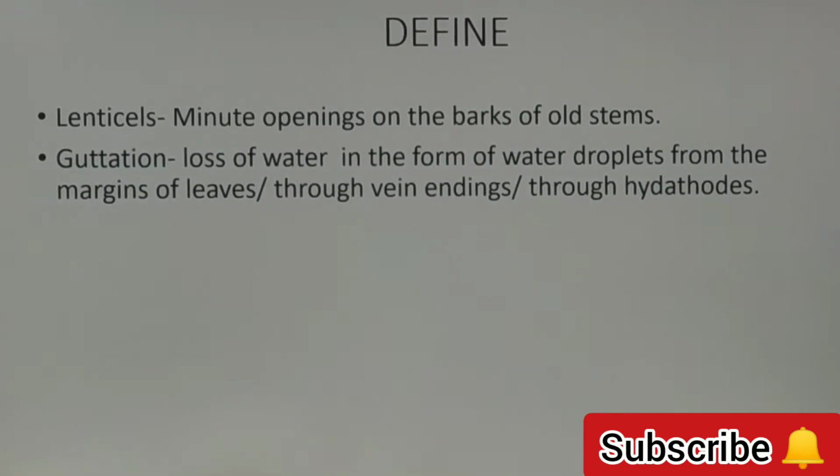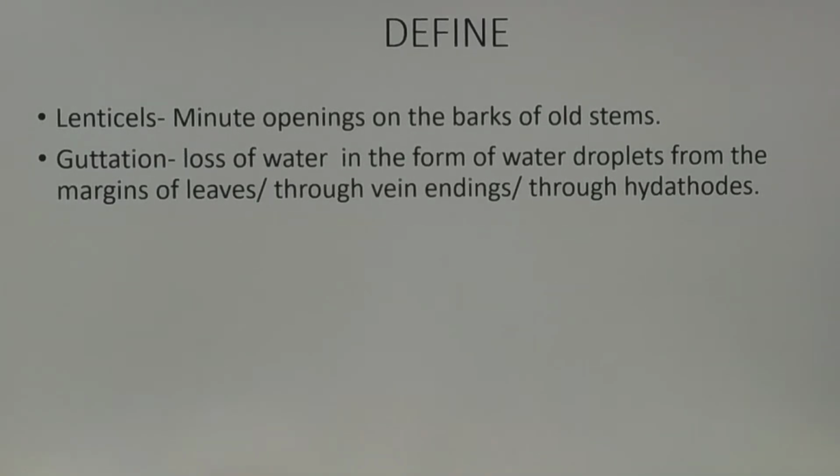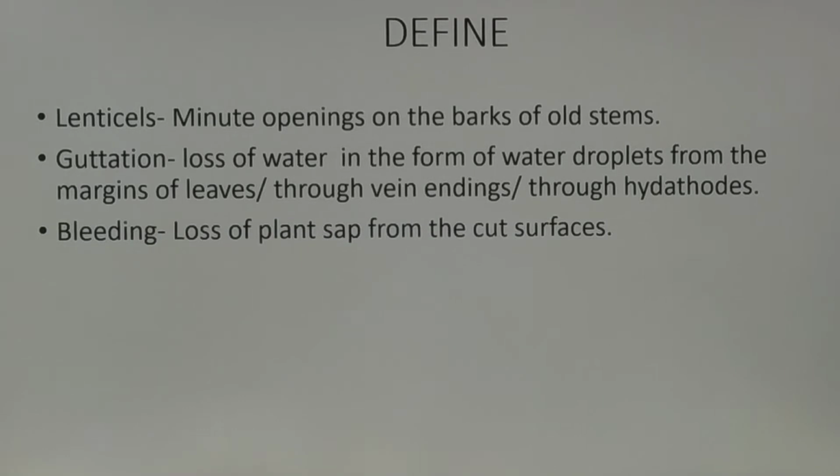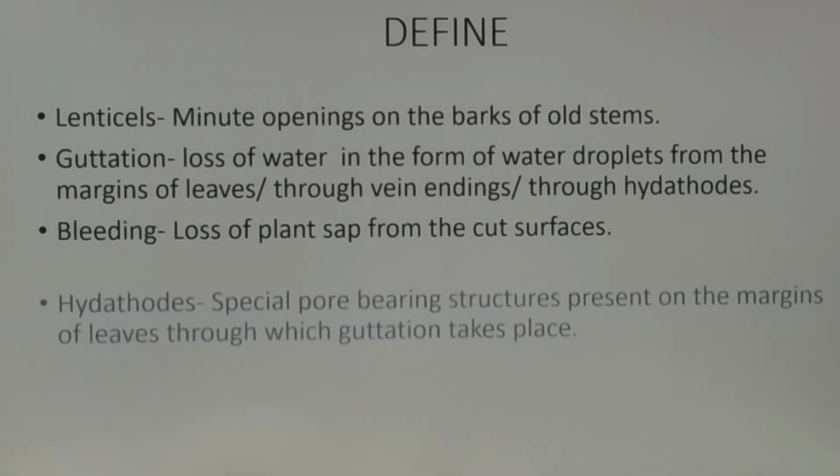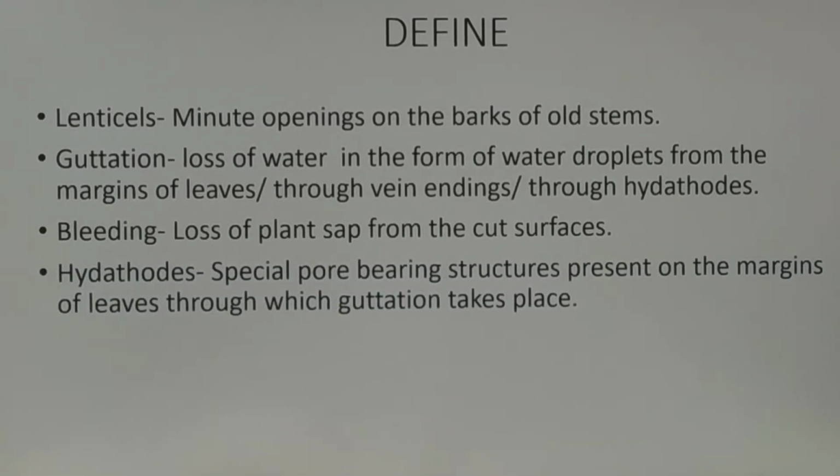Guttation: loss of water in the form of water droplets from the margins of leaves, or you can write through vein endings or through the hydatodes. Bleeding: loss of plant sap from the cut surfaces. Hydatodes: special pore-bearing structures present on the margins of leaves through which guttation takes place.